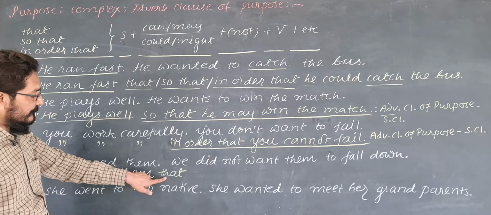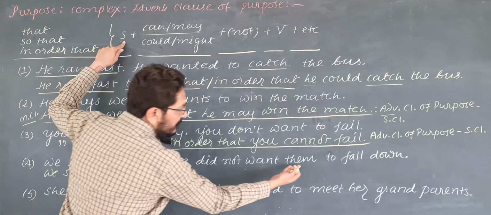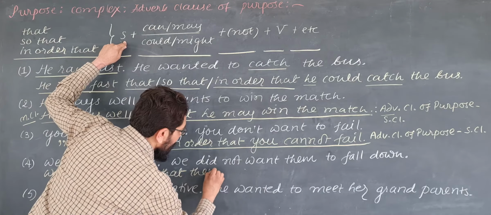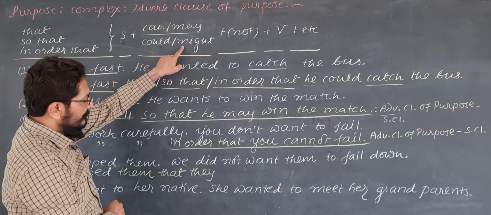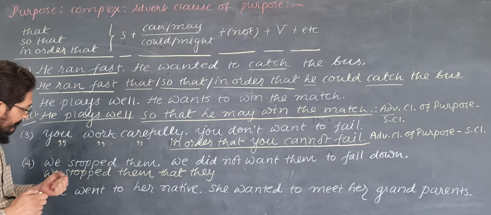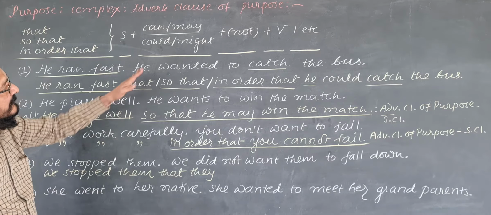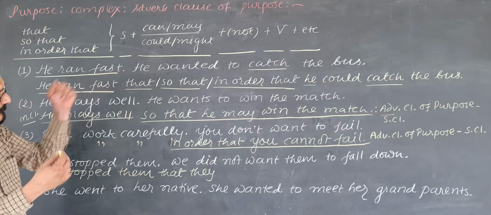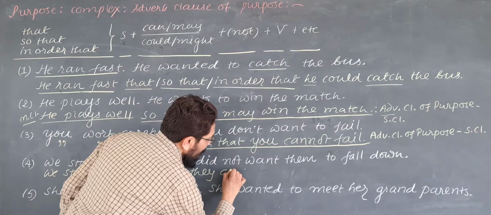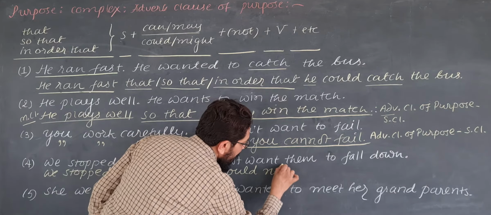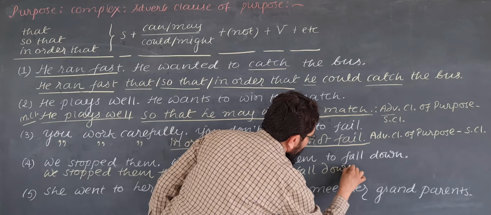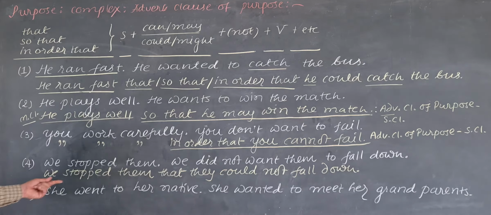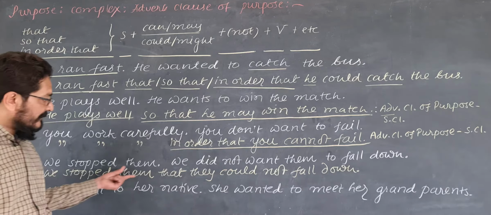We stopped them so that, now subject, them becomes they. So that they can or may, could or might. Let's check the tense. Stopped. So this is past. So either you can use could or you can use might. Could not, since it is not, could not fall down. See the sentence. We stopped them so that they could not fall down.